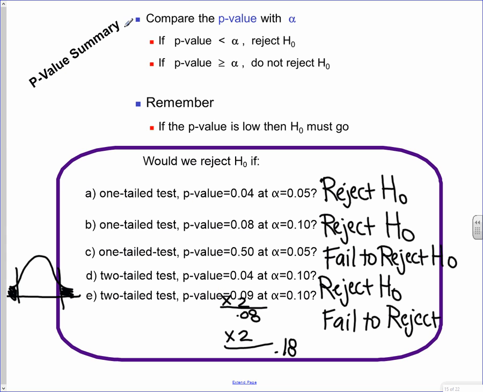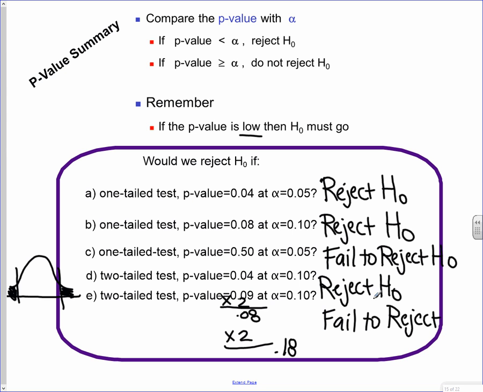So this is what we're doing. If the p-value is less than alpha, reject the null. If the p-value is greater than or equal to alpha, do not reject the null. The saying that sometimes they'll use is: if the p-value is low, then H sub O must go. And we know the p-value is low when it's lower than our alpha, so it's smaller than the alpha that we have set up.